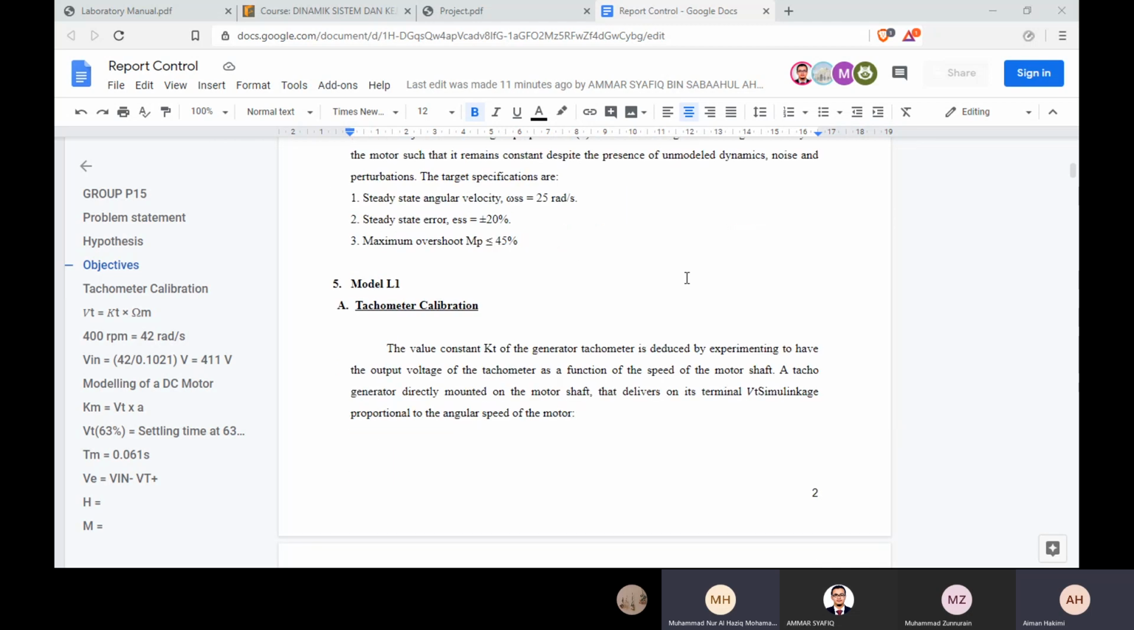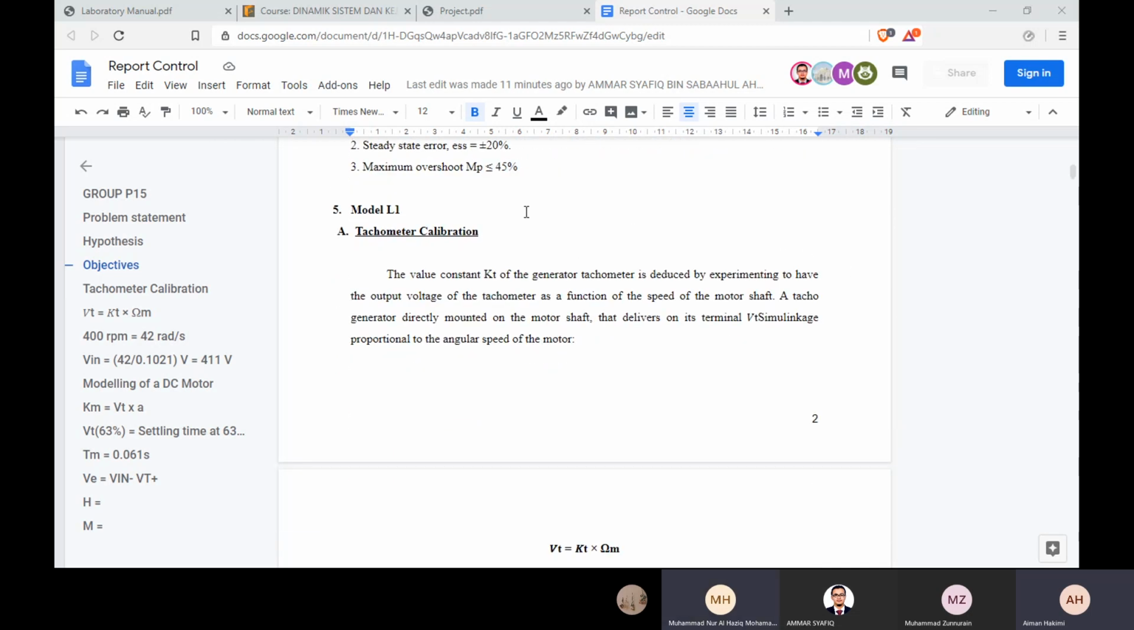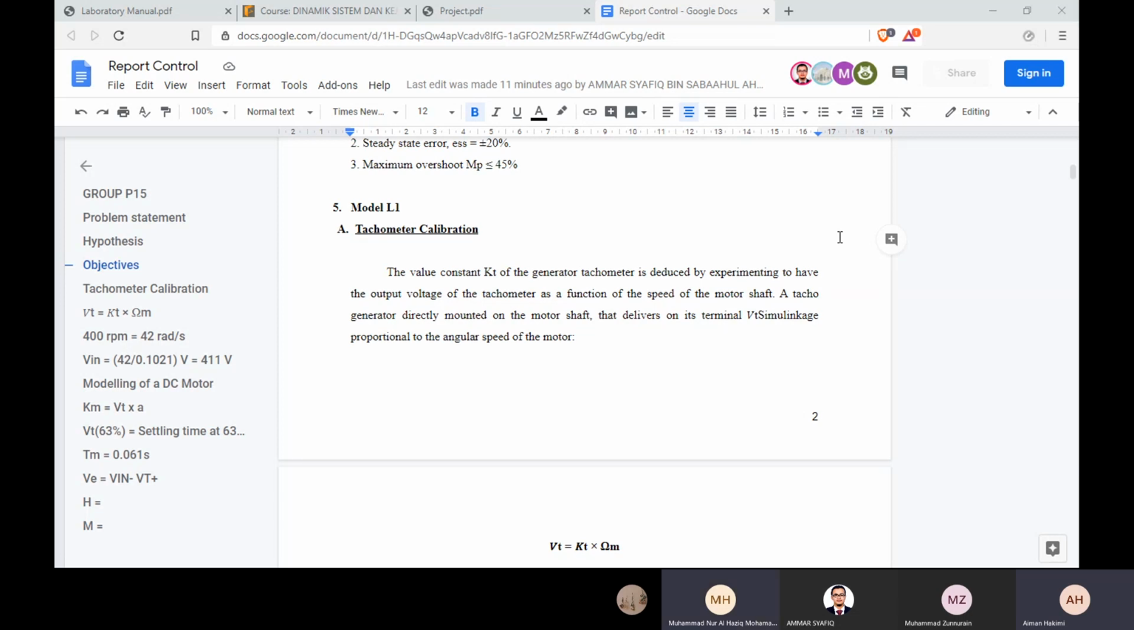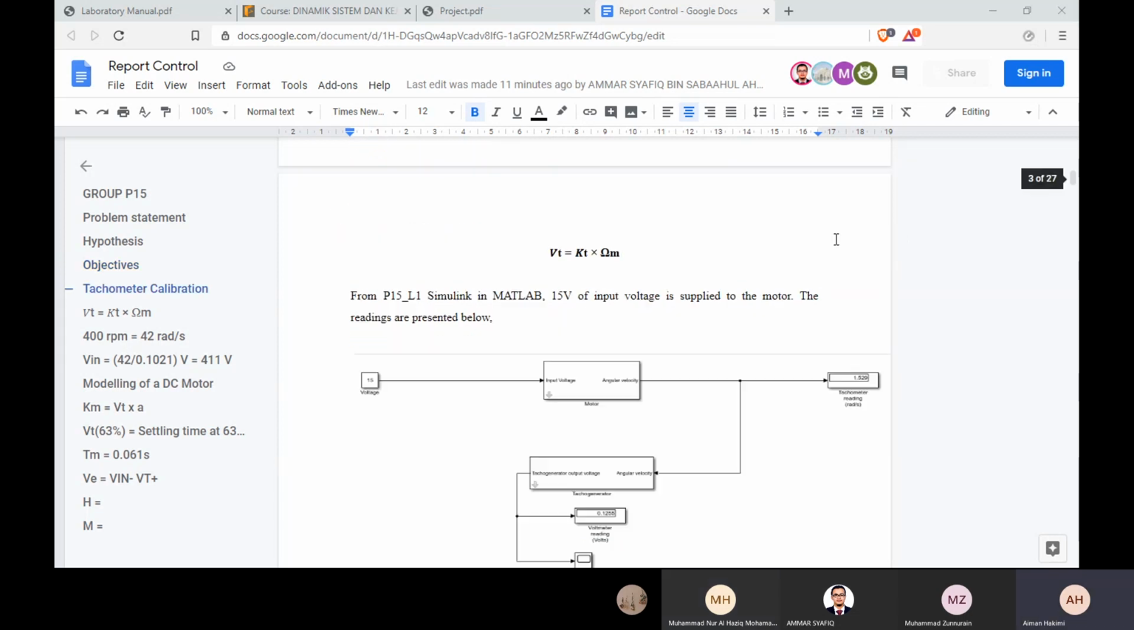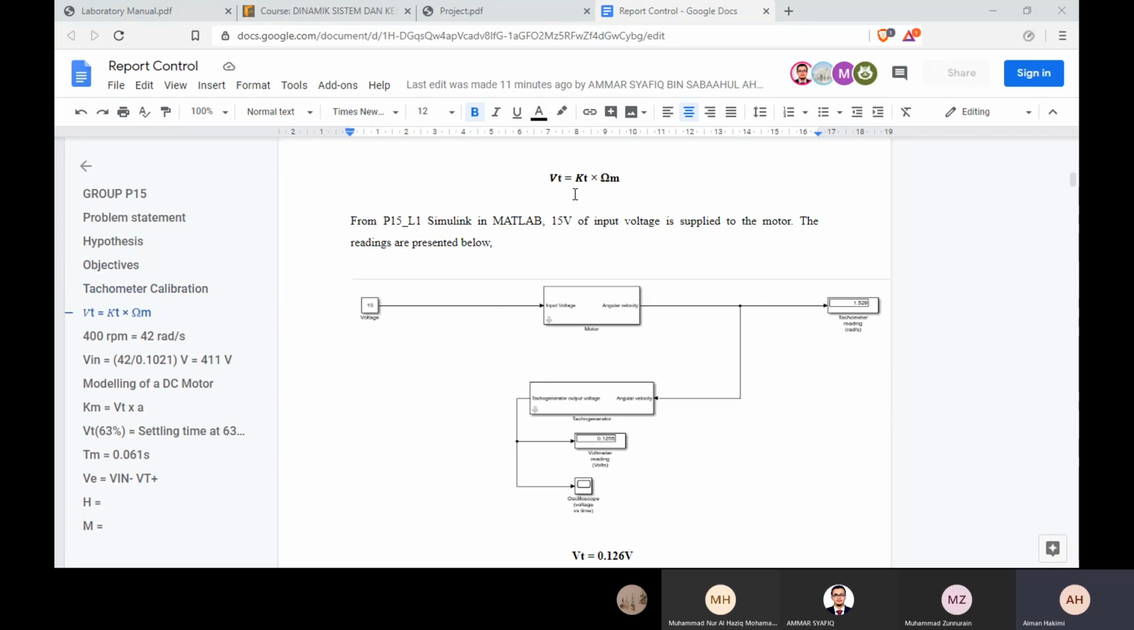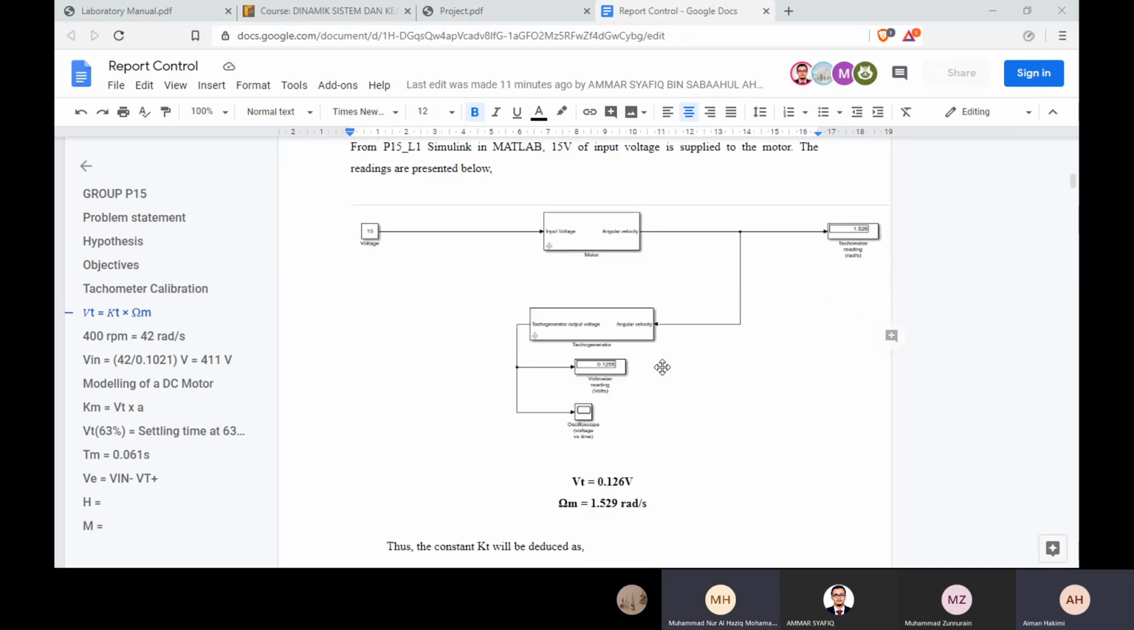Okay, my name is Aiman Hakimi and I will present for model 1, L1. So the first part is tachometer calibration. I need to deduce the value of the constant. So this is the equation: the tachometer output voltage equals constant Kt times the angular velocity of the motor. So this is the diagram of our simulation.